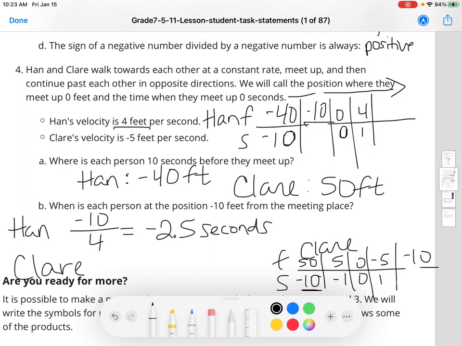For Claire, we want to know when she was at negative 10 feet, traveling at negative 5 feet per second. So that would give us positive 2 seconds. So she was there at 2 seconds. Han was there at negative 2.5 seconds. So he passed this specific location 2.5 seconds before Han and Claire met up. And then Claire passed that location 2 seconds after they passed each other.